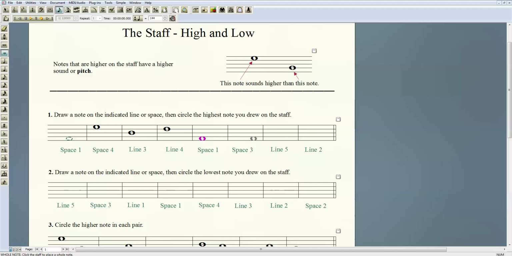Okay? And then space 3, where would I need to put it? Right here? What about right here? Is that 3rd space? Nope, right there. Awesome. And then line 5 at the top. And line 2. Hopefully that makes sense to you how that works. Now let's just listen to what this sounds like, and let's hear the differences between the high pitches and the low pitches.